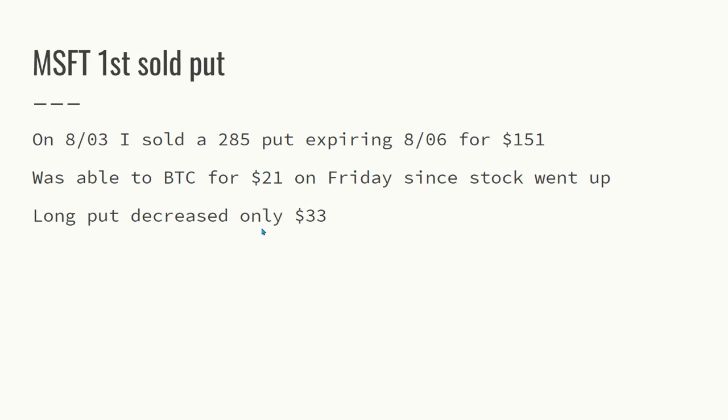Again, the main point is to make the theta difference between that bought and sold put. So the first sold put was on August 3rd, and I sold the at the money 285 put, expiring that same week on Friday, and made $151. You want to look for about 25 to 30% premium collected on that first sold put. I was able to buy to close out for $21 on Friday. The stock actually did go up at that point. So from 151 to 21, I made $130 in about a week. The long put did decrease as well, only $33 though.